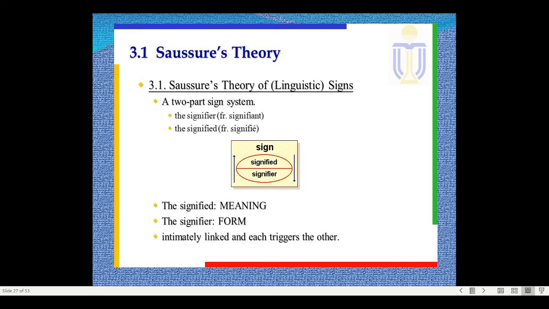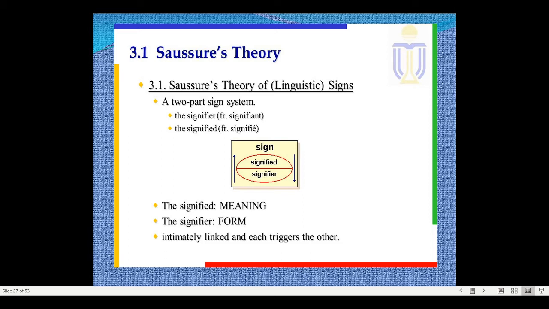For example, he says that language consists of signs. And what is a sign? A sign is a combination, a mixture of two things: the signifier and the signified. You can see the visual diagrammatic representation of a sign. Any sign, any word, or any speech sound, or any basic unit of sound is a sign, which consists of two parts: the signified and the signifier. What is the signified? It's a meaning, and the signifier is the form.